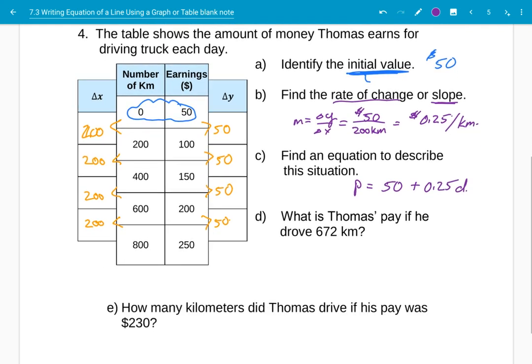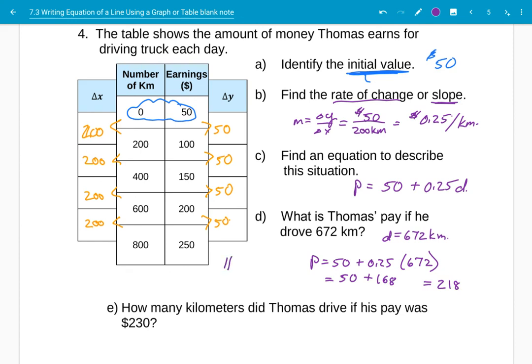So his pay is $50 plus 0.25 times the distance he drove. You could use other variables, not just his pay. You could use E for earnings, I guess. What is Thomas's pay if he drove 672 kilometers? So D is equal to 672 kilometers. His pay will be $50 plus 0.25 times 672, which is $50 plus 168, 218.